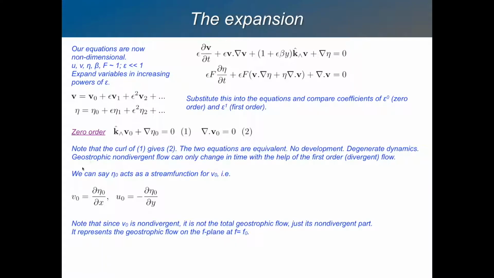So, one thing we can say though is that this eta naught is a useful thing to consider, because it will give us a stream function for the geostrophic flow, or, I should say, for the zero order flow. So eta naught is a stream function for the non-divergent zero order flow U naught and V naught. Right? This doesn't represent the geostrophic flow now, it represents the part of the geostrophic flow which you would have if F was constant.